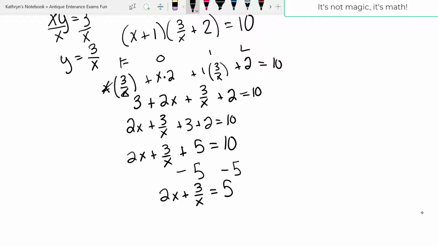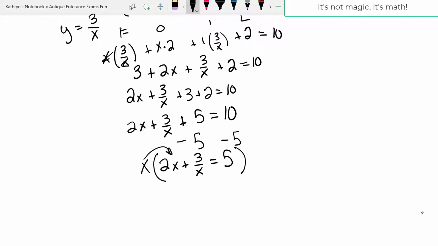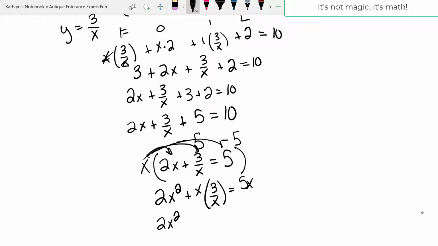Now the next step is I need to put these x's together. But what's really cool is that we have a denominator. And what happens if I multiply both sides by the denominator? So I'm going to do the distributive property to everything. So we're going to have 2x squared. Now I'm just going to rewrite this one. And then we're going to simplify it here in a second. Equals 5x. This gives us 2x squared. Now the x's are going to cancel, which is super nice. Equals 5x.